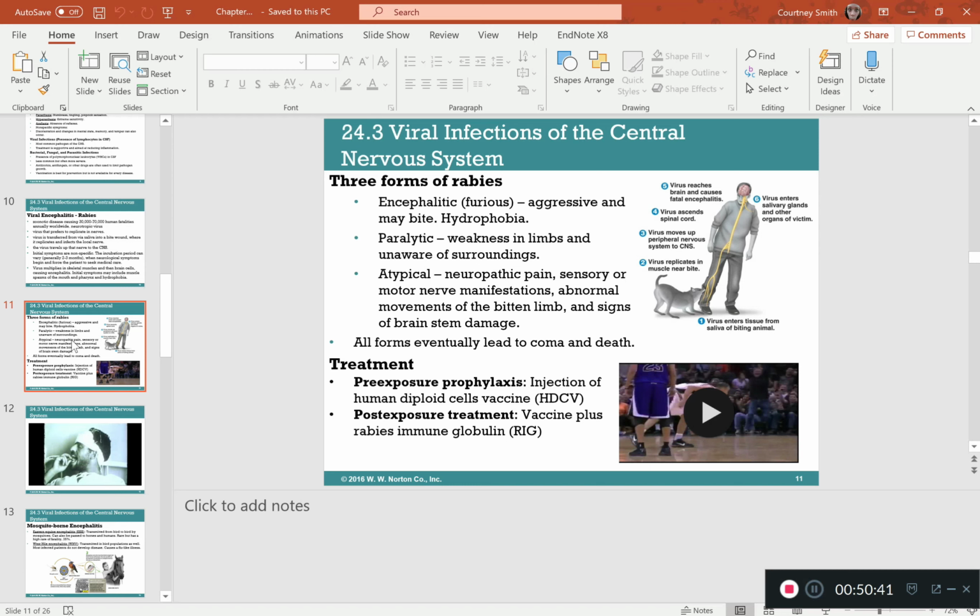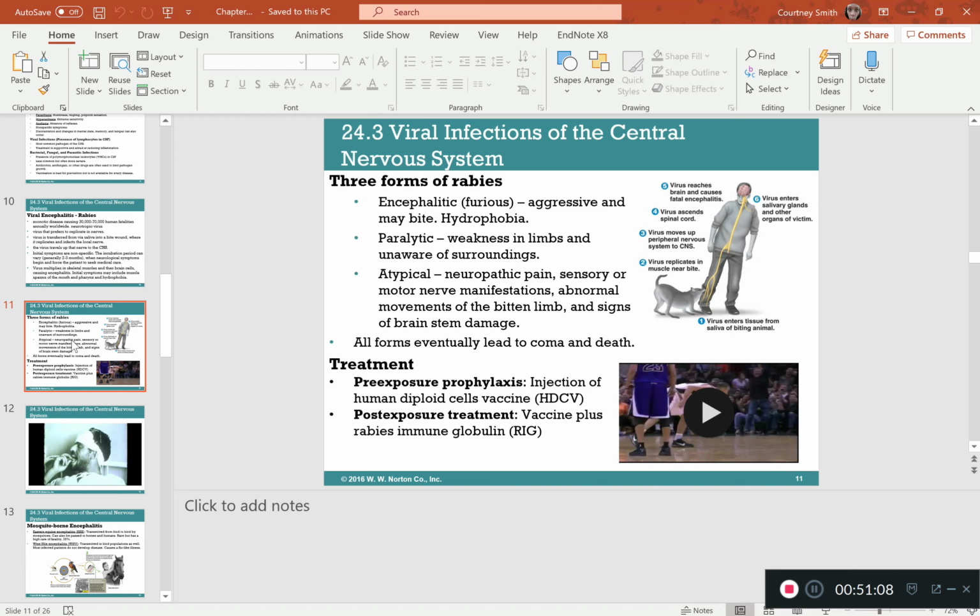So if you got bit in your leg, that leg that was bit, you'll actually have spastic movement, and that is showing signs of your brainstem being damaged. And unfortunately, all of these presentations will lead to coma and death. But there is a vaccine against rabies.